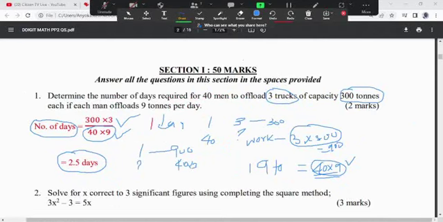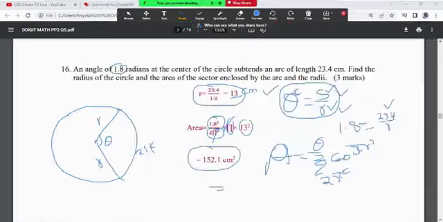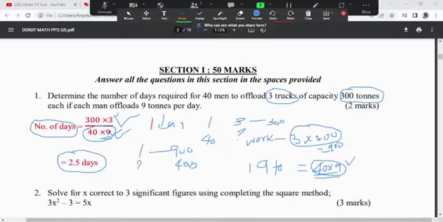So the total work to be done, then 40 men will do which work? 40 times 9 tons. So the number of days will be the total work to be done over the work that can be done in one day by 40 men. And that is the response to question 1. Are we in agreement, Maxie and Christine? Yes. Good. Let's go to question 2.